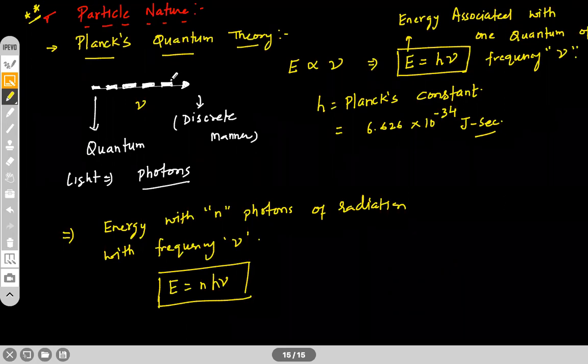This is a very small packet. If there is an exchange of energy, then either the object or the target on which the light is striking takes the entire energy associated with this packet, which is h times nu, or it won't take anything. It reflects back all the energy. So partial exchange is not possible in this case. Did you get it?